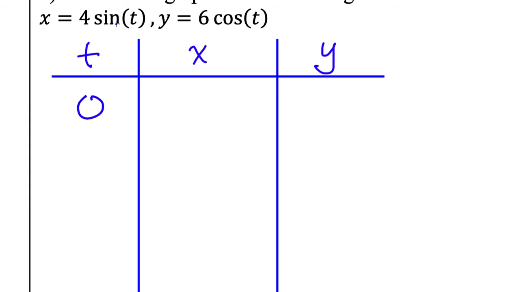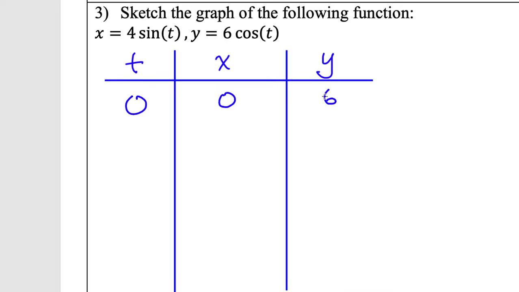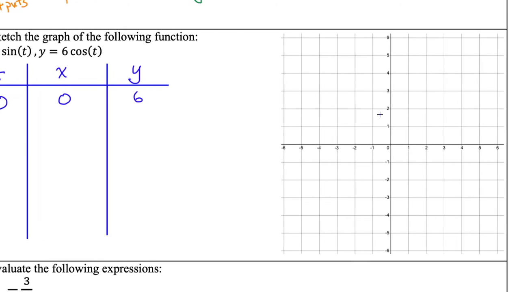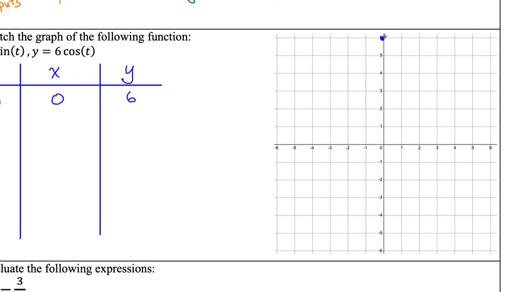So what is sine of 0? Sine is asking for the y coordinate at 0. The y coordinate is 0. Okay, so 4 times 0 is 0. Done. What about y? So y is cosine. Cosine of 0 is 1. 1 times 6 is 6. So I'm going to graph the coordinate 0, 6. This coordinate right here, 0, 6, and hey, it was exactly what I said.